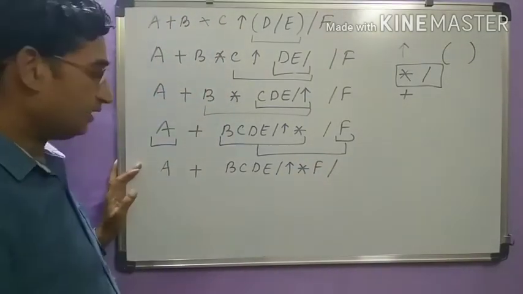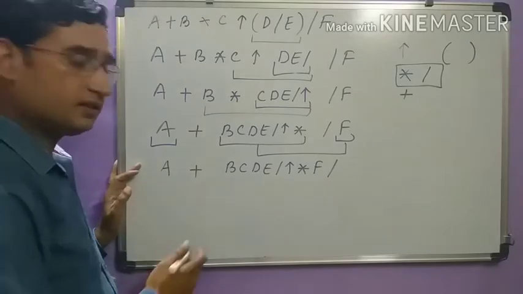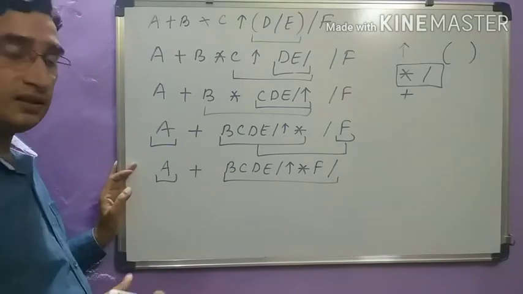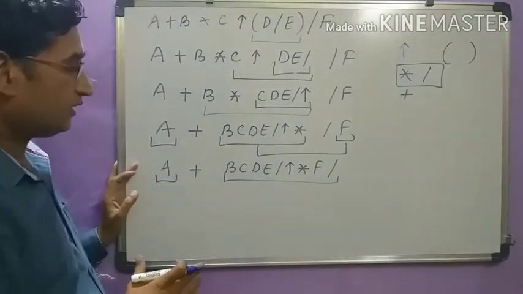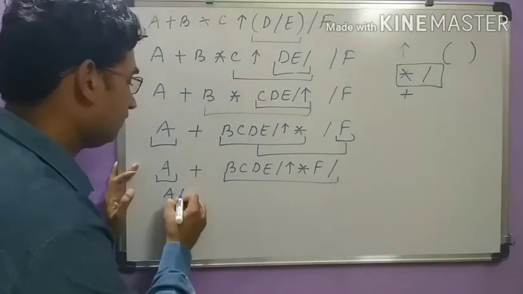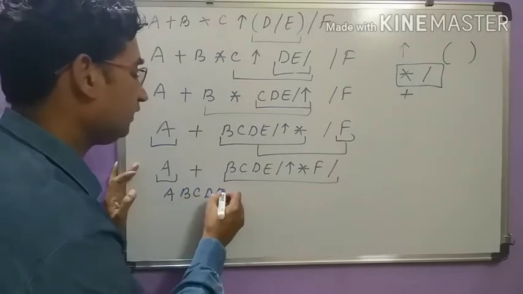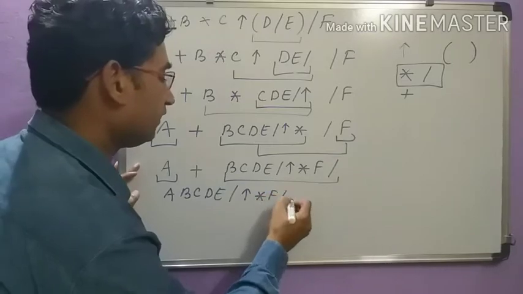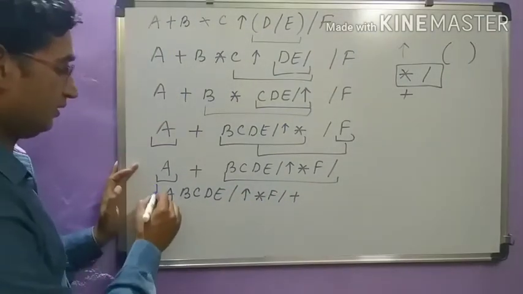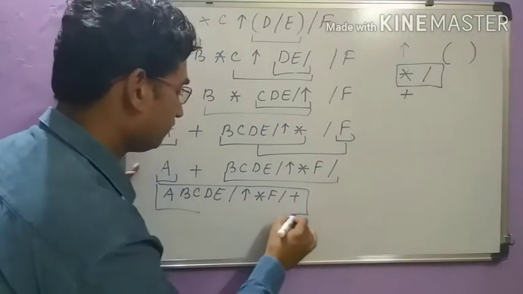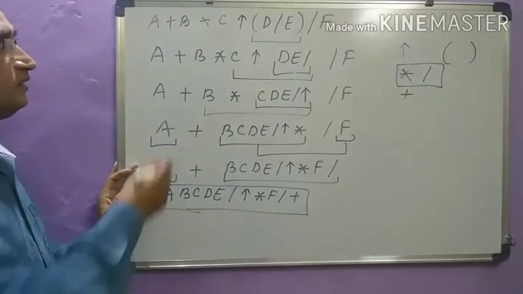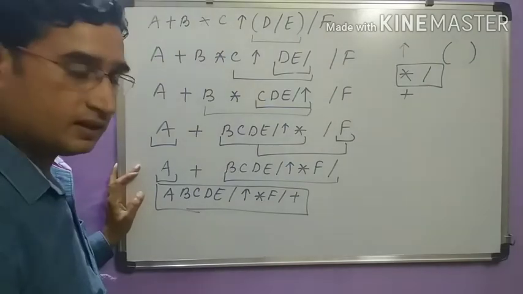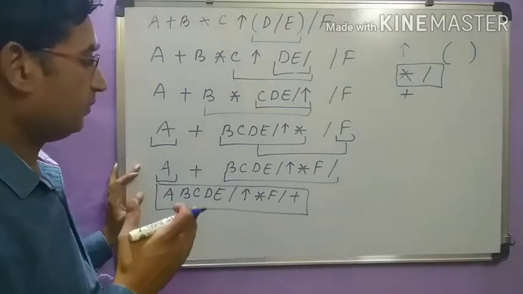Now in the next step, there are only two terms here. This is one term and this is another term. In between this plus is there. To convert it into postfix, we need to write a, b, c, d, e, divide, exponent, asterisk, f, divide, now plus. Now this is the postfix conversion of this infix expression. This is the way to convert an infix expression into postfix.